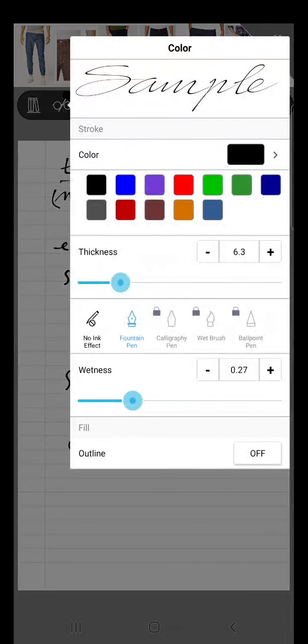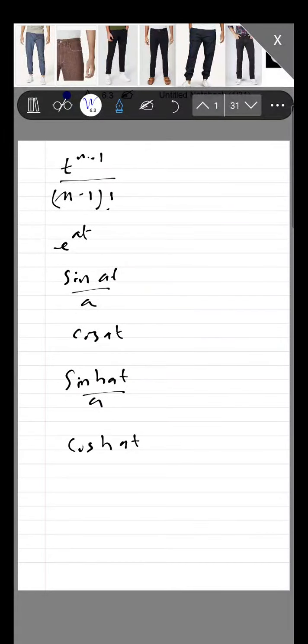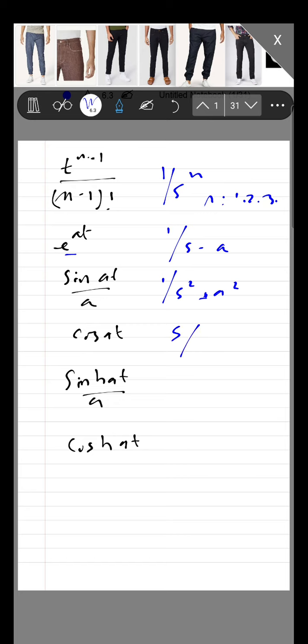So the corresponding Laplace transform in this case will be 1 by s to the power n, where n is any integer, from 0. In this case it will be 1 by s minus a. In this case it will be 1 by s square plus a square. In case of cos, it will be s divided by s square plus a square. For sinh, it will be 1 by s square minus a square. Cosh will be s divided by s square minus a square.